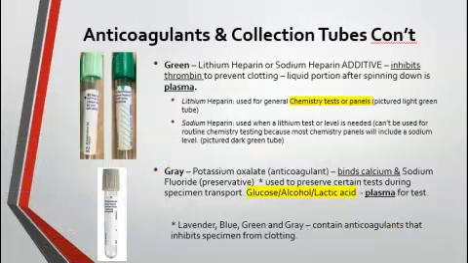The next type of tubes are our green top tubes. These tubes are usually used for chemistry testing. The green top tube can either have lithium heparin in it or sodium heparin in it as an additive. These additives inhibit thrombin to prevent clotting. So these are an anticoagulant tube. So after spinning your sample down, the liquid portion of the blood is going to be plasma.